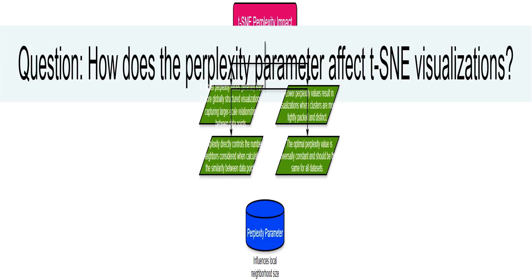This question gets to the heart of how perplexity shapes the TSNE output. We are looking for how changing the perplexity affects what we see in the visualization. The answer hinges on understanding that this parameter influences the local neighborhood size, thereby impacting the overall structure of the visualization. It's all about seeing the big picture, or the smaller details.